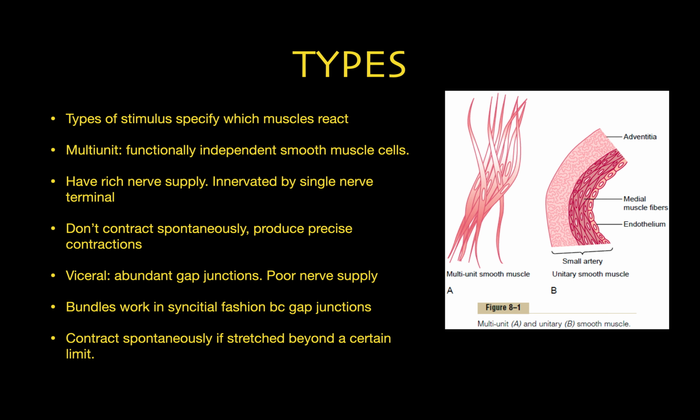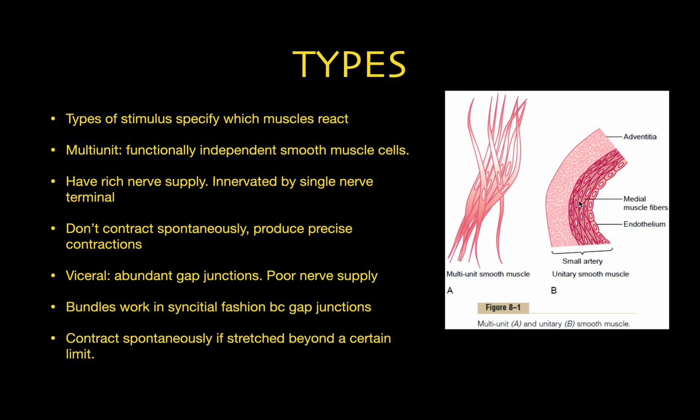Okay, so the type of stimuli will specify which muscles react. There are two different types of smooth muscles. They're the multi-units, which are functionally independent smooth muscles. For example, they're in the eyes. They have a rich nerve supply and are usually innervated by a single nerve terminal. And these are the ones that don't contract spontaneously. They are somatic, so an active decision will produce the impulse, and they are responsible for very precise contractions, like eye movement.